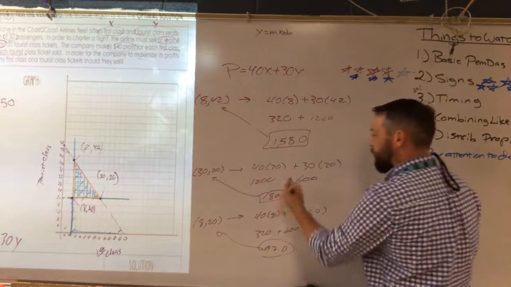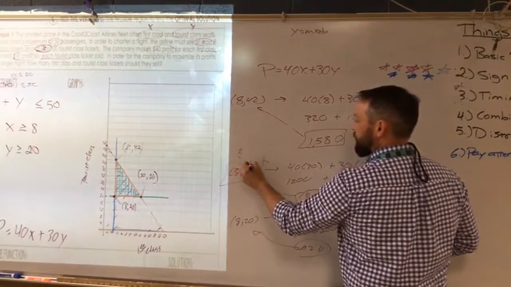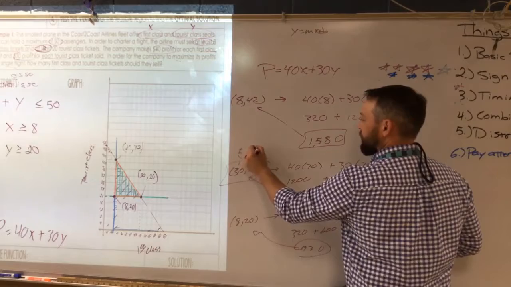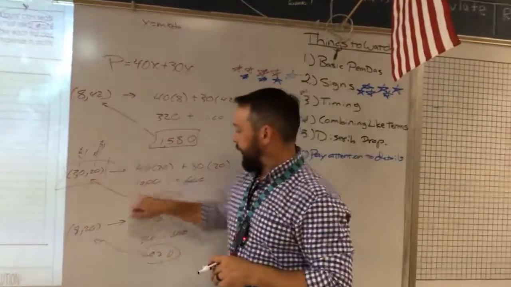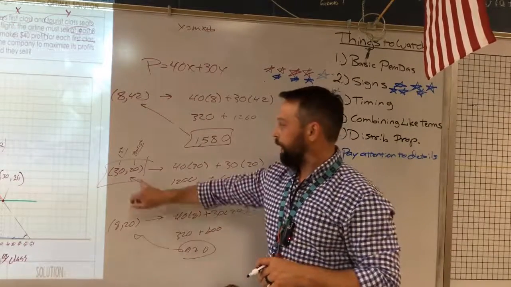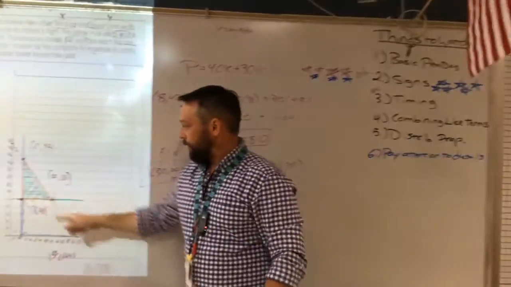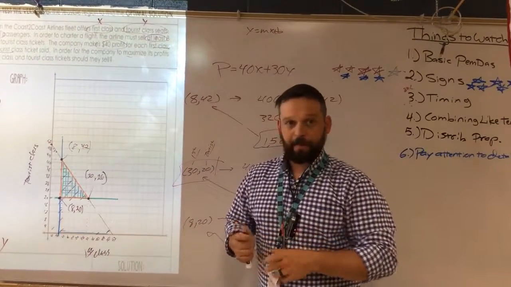So my maximum profit is going to be this combination of first class and tourist class. Since it gave me the largest profit, that was my best combination. So this is my optimal combination for my profit.